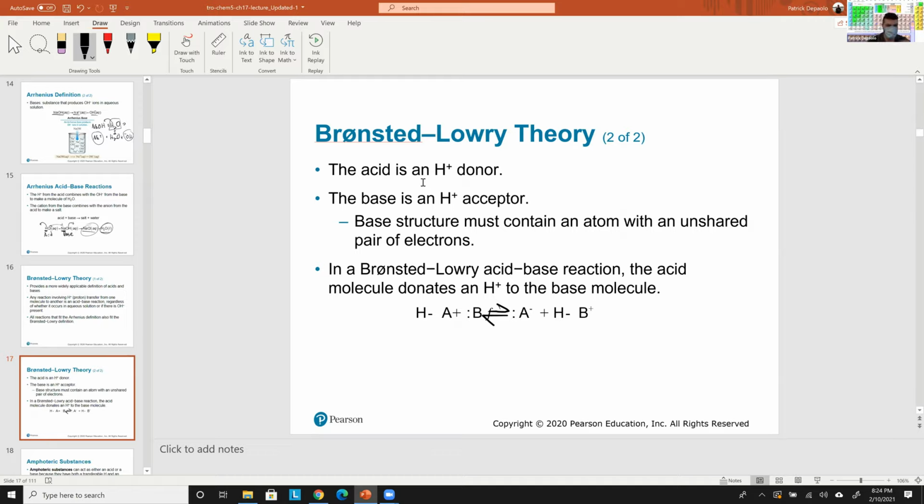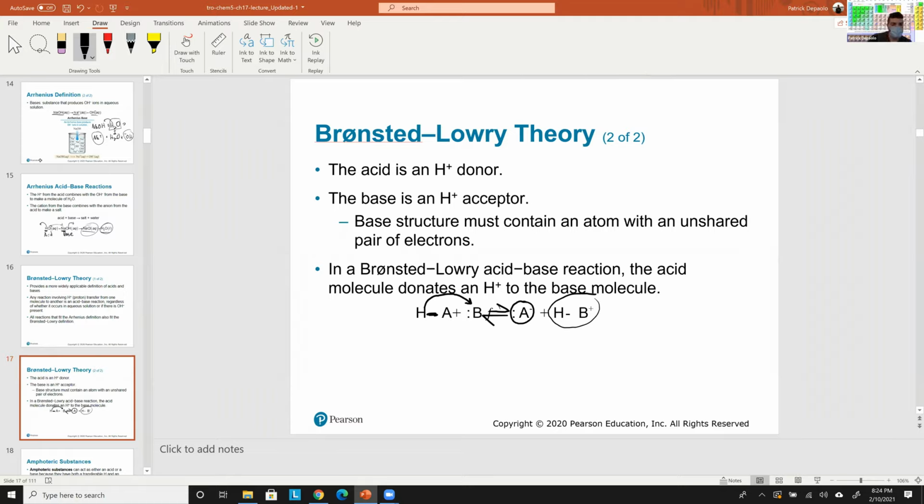So this is what Bronsted-Lowry was talking about. And here we go with this equation. We have HA, which is just a random acid. H is the hydrogen that gets deprotonated, A is the acid part, plus B, which is a base. So what will happen is the hydrogen will be donated to the base, and it'll create what we call the conjugate base. And then you'll create the conjugate acid of the base.